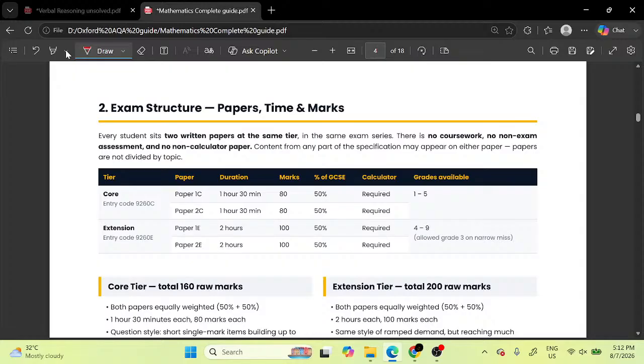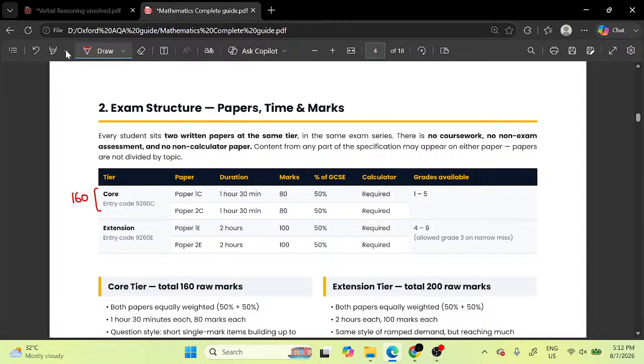All right, so if we talk about the duration in the core, both of the papers are 1 hour 30 minutes, and both of the papers are of 80 marks. Paper 1C is 80 marks, paper 2C is 80 marks, so in the core the total marks are 160, and the weightage for both of the papers is 50-50%.